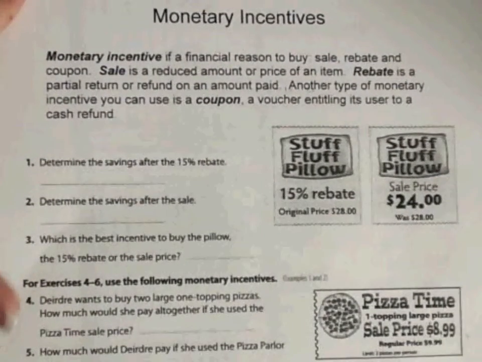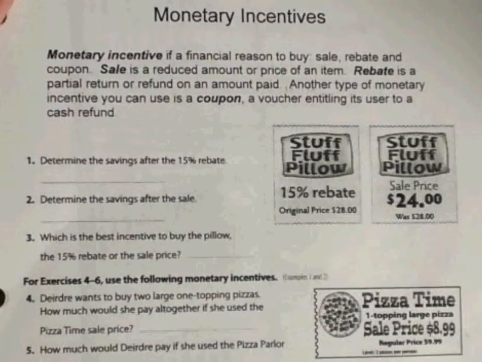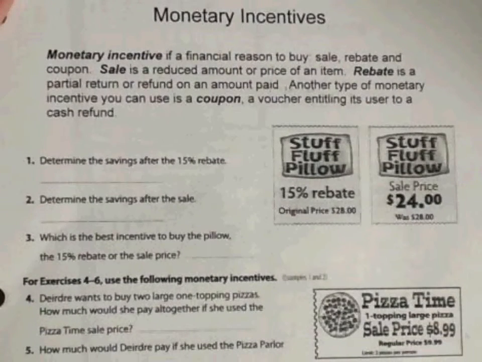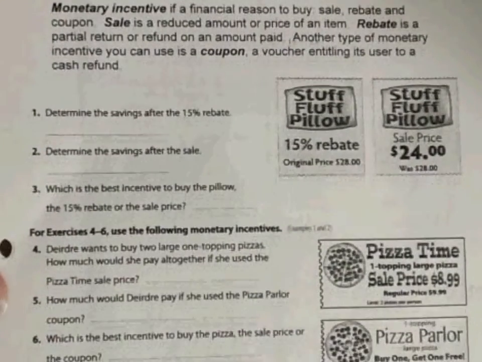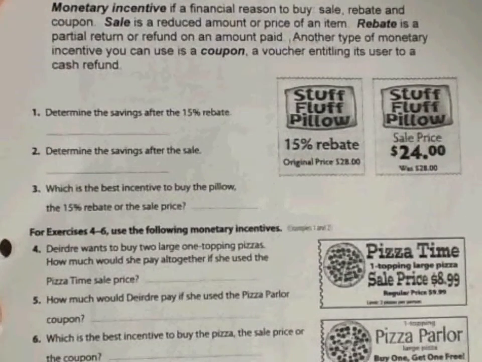We're going to monetary incentives. Monetary incentives is a financial reason to buy. So where a company will give you incentives to buy through sale, rebate, or coupon. A sale is just reduced amount on the price of the item. Rebate is a partial return or refund on the amount paid, so you pay for the product up front and then they give you the money back later. And a coupon is a voucher entitling the user to a cash refund at time of purchase.